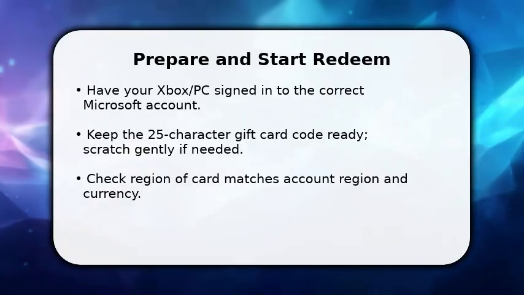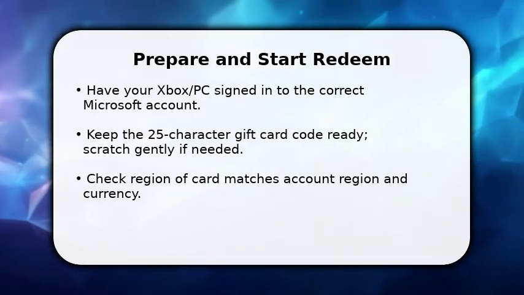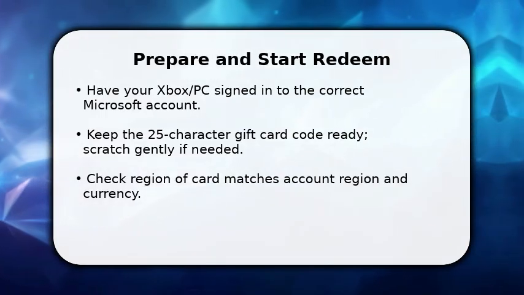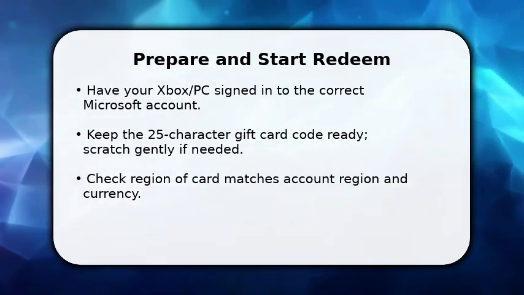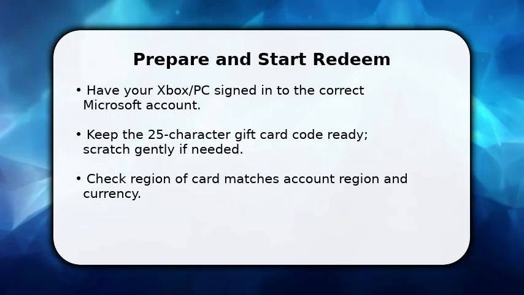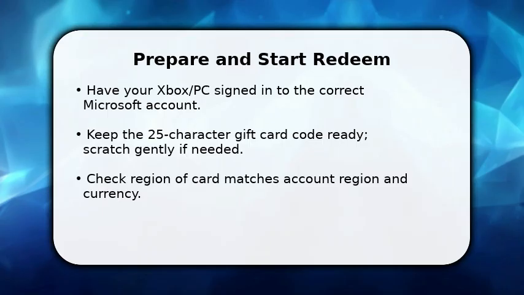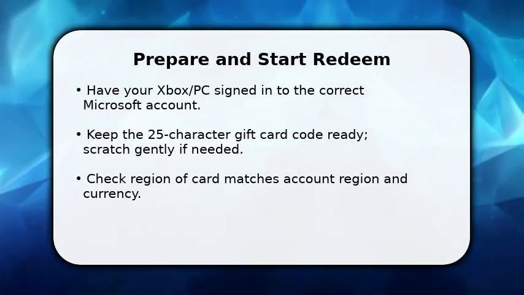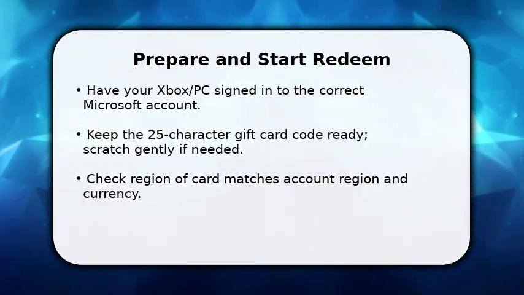You begin by confirming essentials. Sign in to the Microsoft account you want to fund and verify the account region. Once done, locate the 25-character code on the card or email. Scratch carefully to reveal characters. Make sure you have a stable internet connection, and if on console, press the Xbox button to open the guide. These first steps remove common errors and let you move straight into the redeem flow without detours.